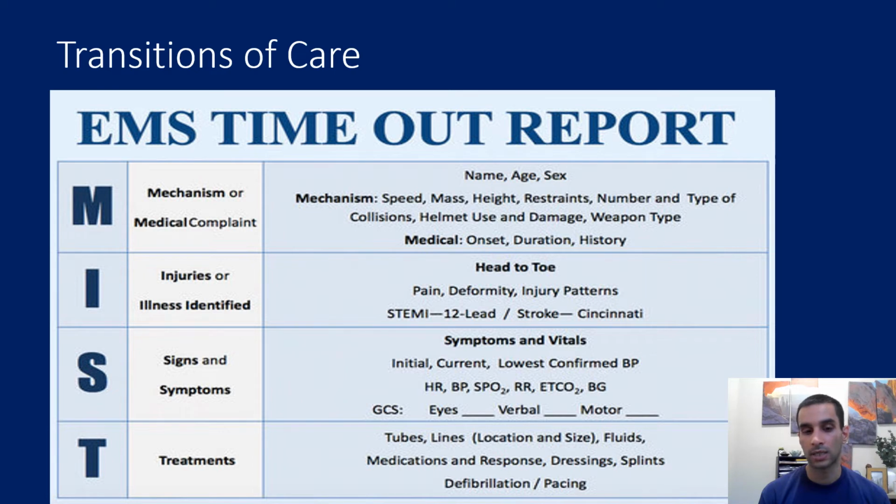One way that's been touted is this format called MIST, or sometimes people call it DMIST, where the D stands for demographics. You'll note in this one it actually includes the demographics here: name, age, sex. So they're essentially the same, but this is one format you can use. M stands for mechanism or complaints. If it was a motor vehicle accident, you give all the details about the mechanism. If it was a fall, you talk about the distance, things like that. If it's medical, you talk about the onset and duration. How long was the chest pain going on? When did it start? What was going on at the time? Were they lifting heavy objects?